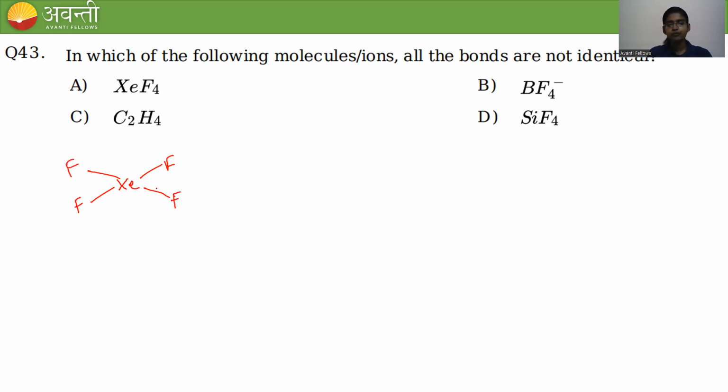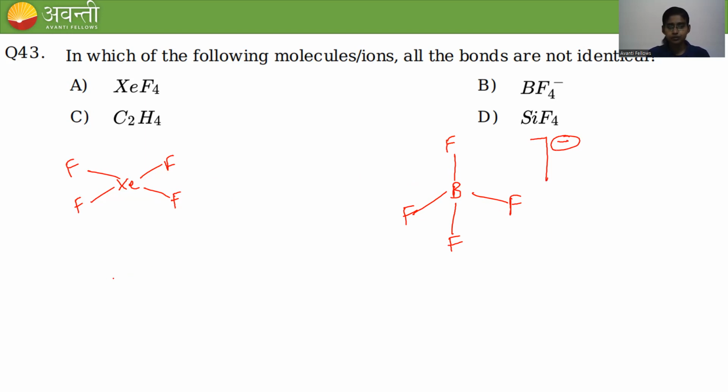And here we are having 4 bond pair or 4 sigma bond. If it is 4 sigma, then the hybridization is sp3 and all the bonds are equal. And in case of BF4 minus, in BF4 minus also we are having 4 sigma bond and the hybridization of boron is sp3. All the 4 BF bonds are equal.